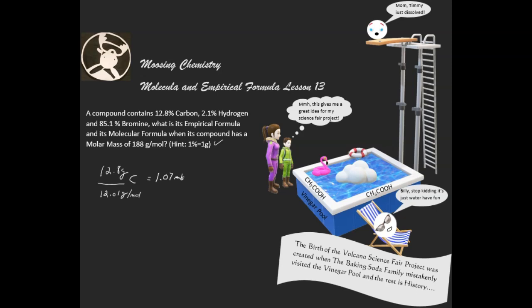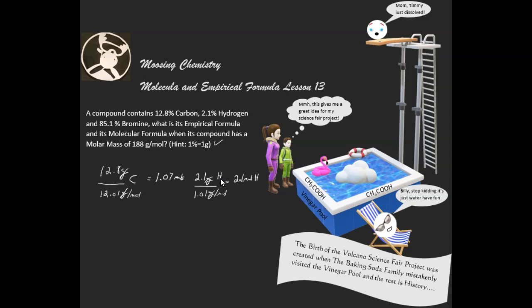All right, so now let's look at hydrogen. Hydrogen has 2.1% in the problem, so that means we have 2.1 grams of hydrogen divided by its molar mass from the periodic table, which is 1.01 grams per mole. So we're simply going to divide the grams out like we did here, and that's going to give me exactly 2.1 moles of hydrogen. Pretty cool so far.